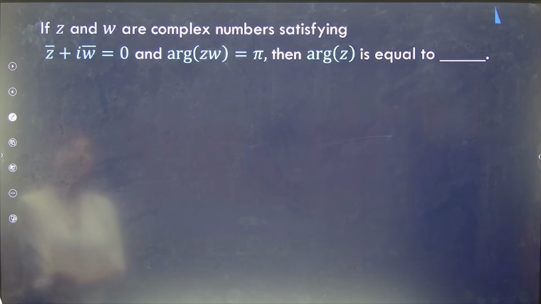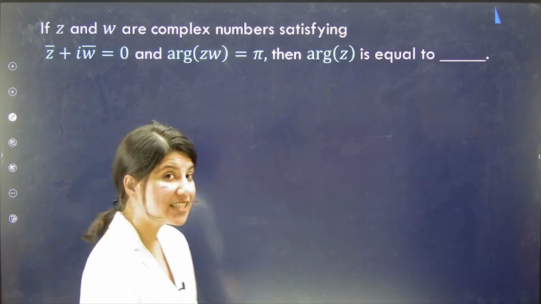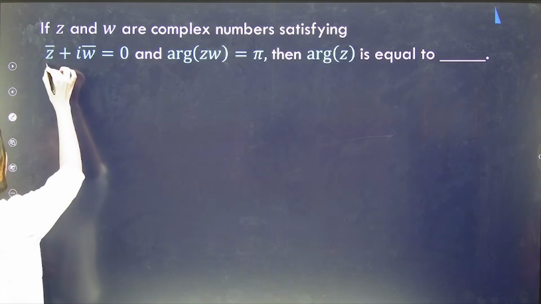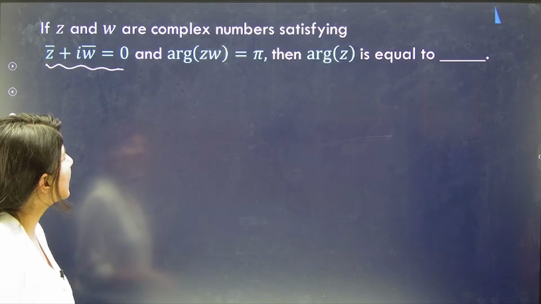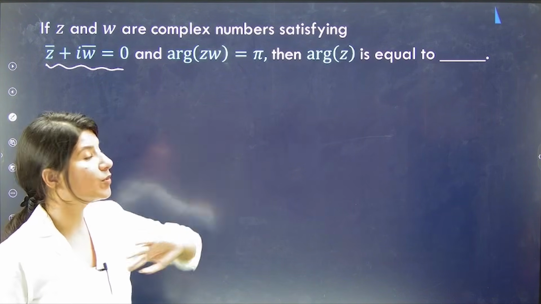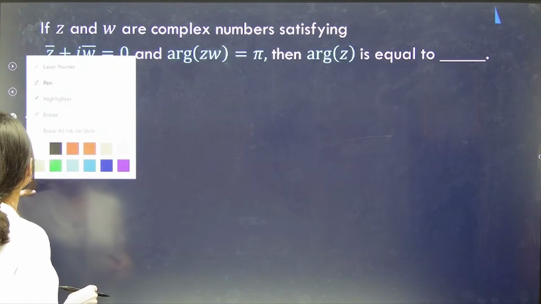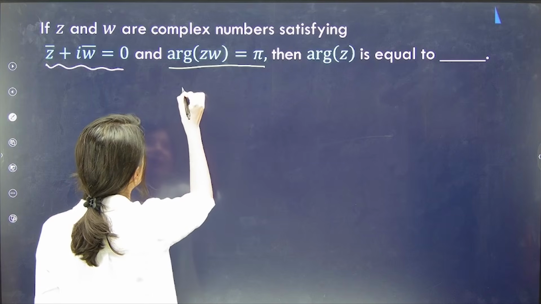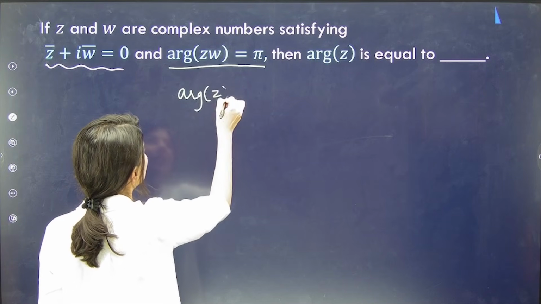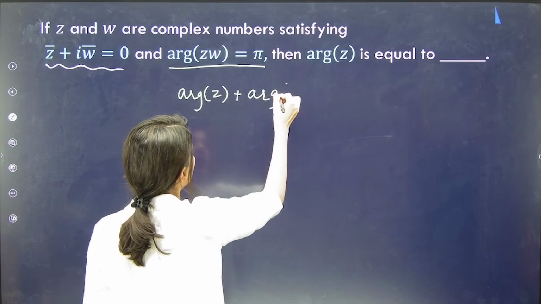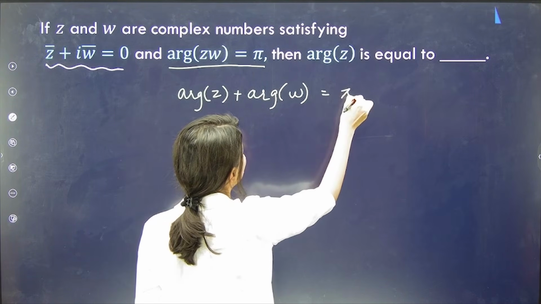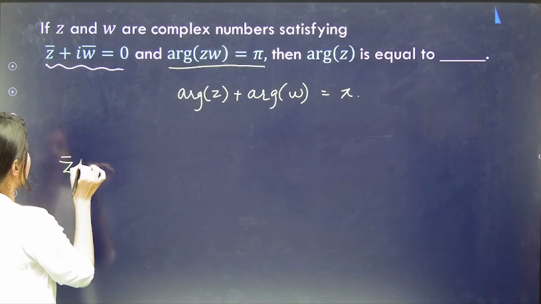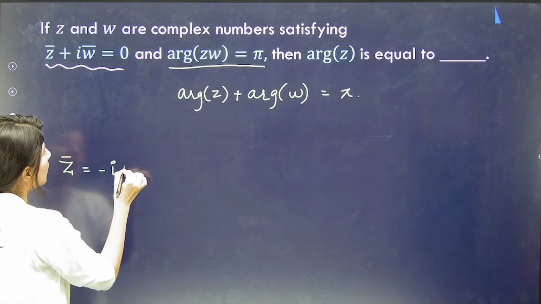All right. If z and omega are the complex numbers satisfying mod z plus iota omega bar is 0, this is what they are saying, and argument z omega is pi, then argument z is equal to what? Okay. Argument z omega is pi, so I can break this down now. Argument z plus argument omega is pi. Perfect. What about this? z bar is equal to minus iota omega bar.